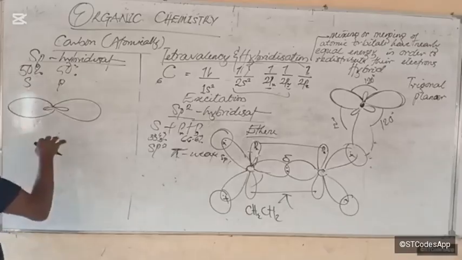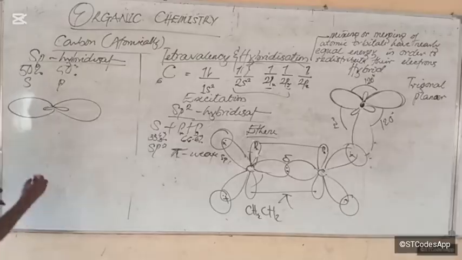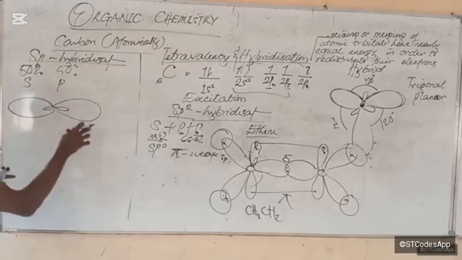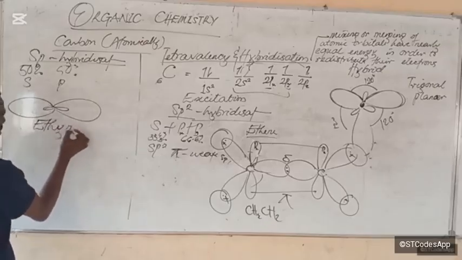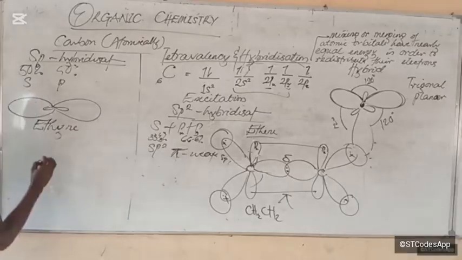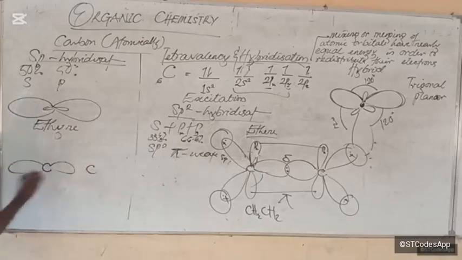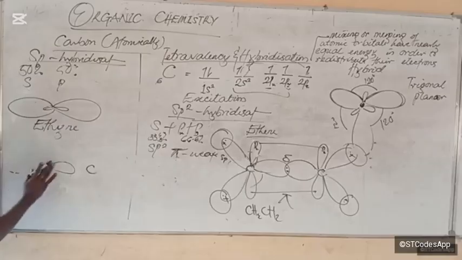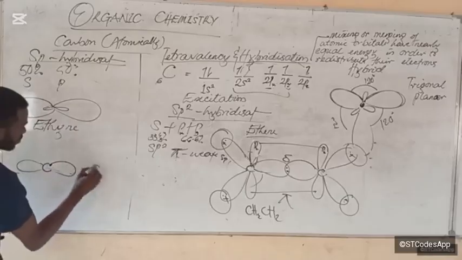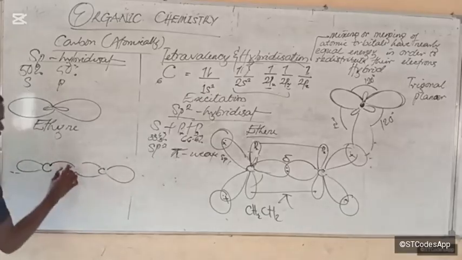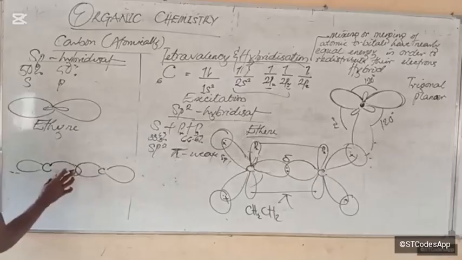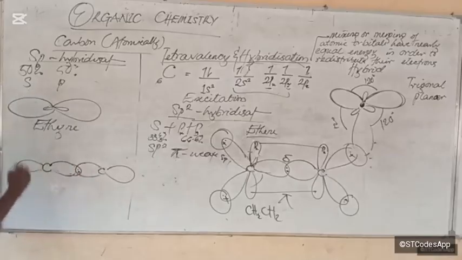Okay, so now how do they form geometrically? By the time carbon now wants to form a compound with another carbon to form ethyne, how does it happen? The first carbon will come with its orbital, and then this other one will also come with its orbital. Then there's going to be head-on overlap here, right? Head-on overlap. So they share electrons.